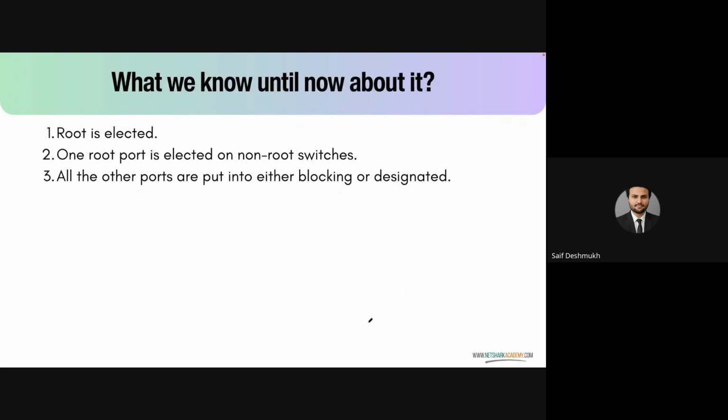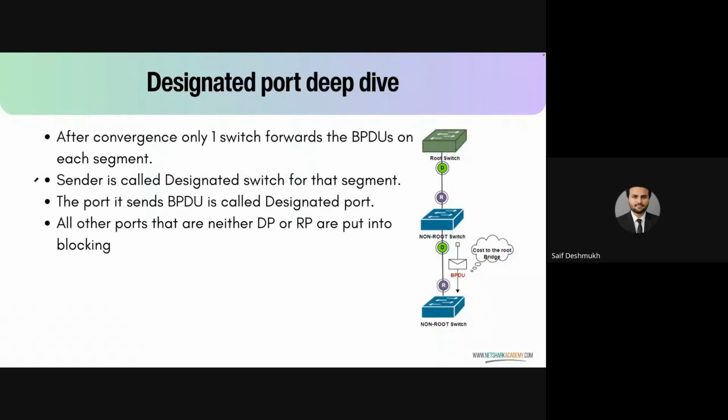So as a summary, what we know until now: the root is elected, the root port is elected, and all the other ports are put into either blocking or designated. That's generally to sum up what happened until now. After the convergence happens, which is what we saw until now, there is something called reconvergence. Something changed in the topology, then how does that happen? We are going to take a look at that.